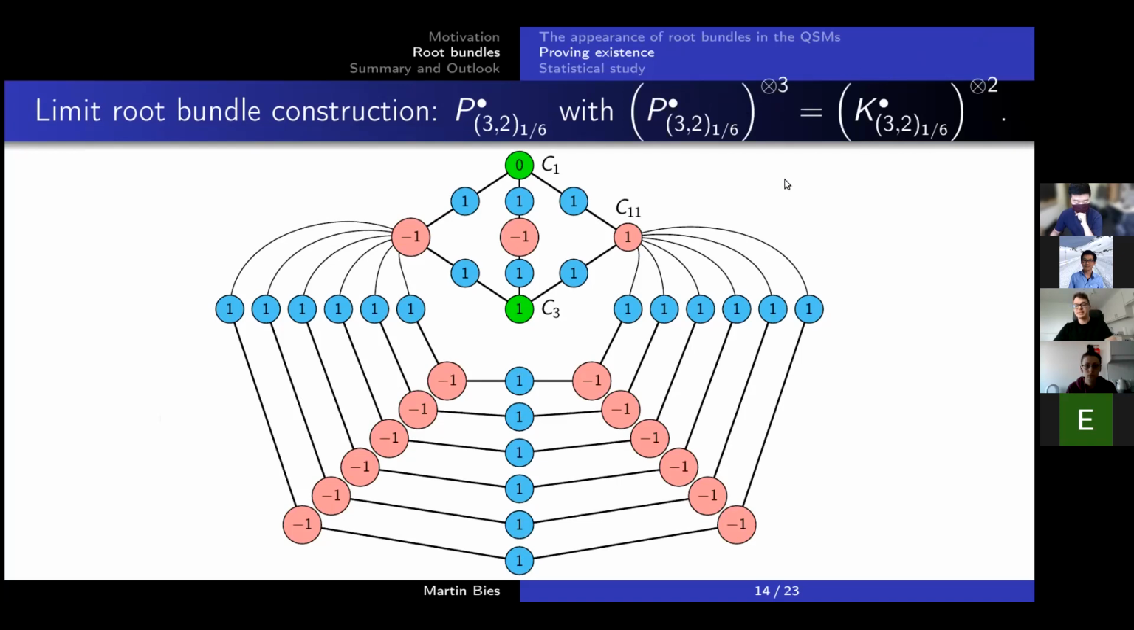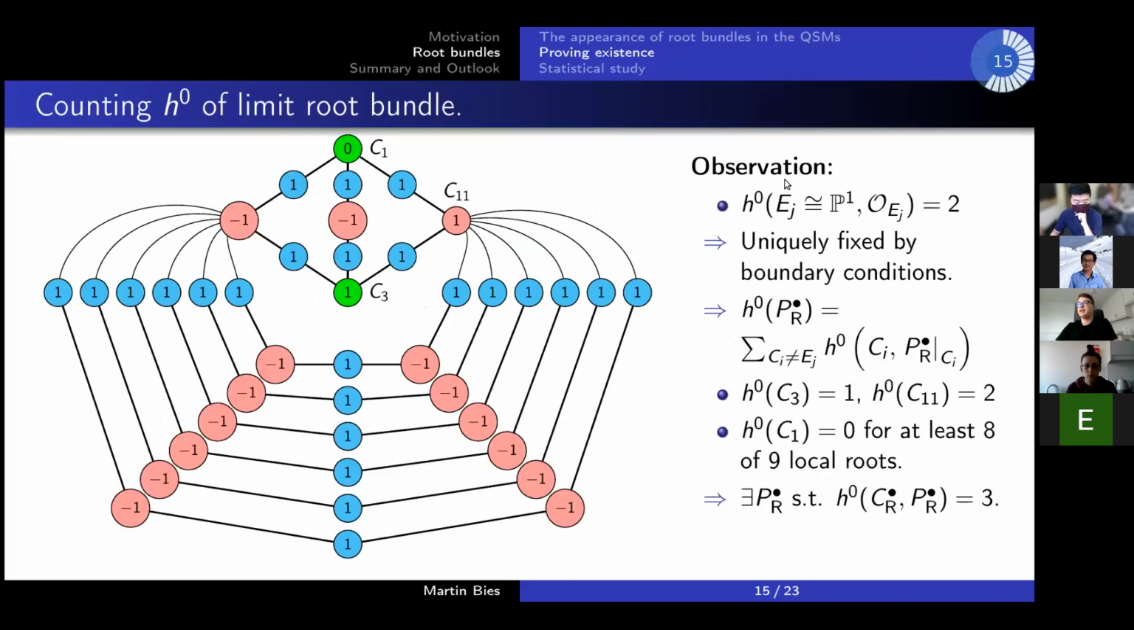So last but not least, I claimed that I actually proved not only existence of these roots, but with h0 being 3, so I better count the sections. And here's what I'm doing. I observe that on the blue exceptional lower P1s, I have a degree 1 line bundle that has h0 equals 2. Also, I have to impose 2 boundary conditions there. This one can show uniquely fixes these sections on the blue P1s. I call these ones therefore bridging sections. No matter what happened on the other components, these bridging sections will actually do the clearing for us.